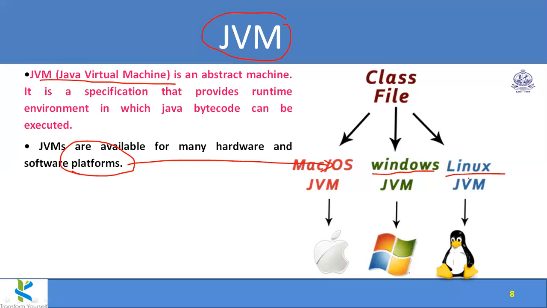Okay. So this Java Virtual Machine actually creates a virtual instance inside the OS. Okay. So that it is compatible with all the OS. So it provides a runtime environment in which Java bytecode can be executed.